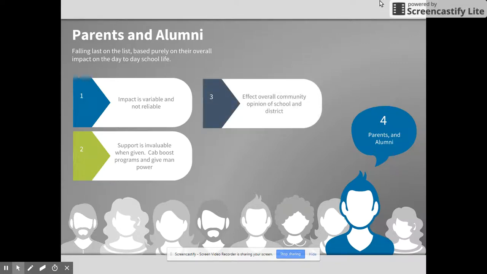Their effect on the overall community and opinion of the school district is also very important, though. Since these are the groups that are more active outside of the school, they are the ones that can influence the opinion of those outside of the school, and unfortunately school systems are not independent little cells. They do rely on others. Community support and community opinion is a major factor in how a school acts and what they can and can't do. But overall, I feel like parents and alumni are something that's great when you have it, but maybe not necessary to run the system. Therefore, that's why they're last on the list.